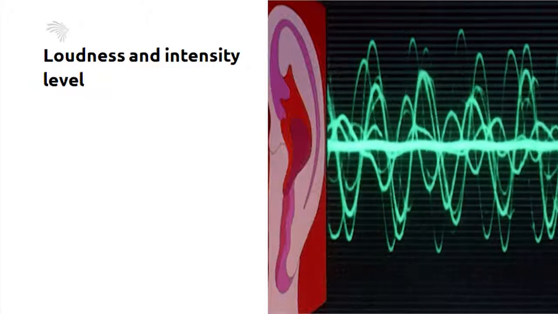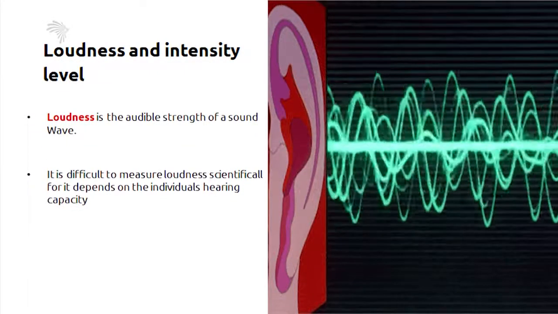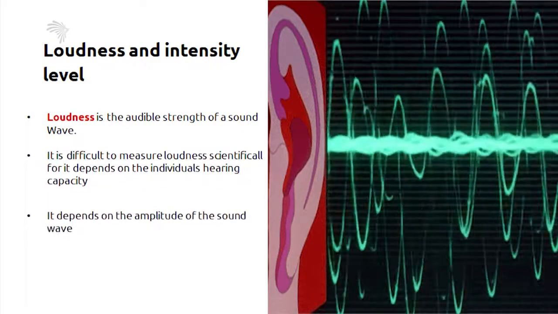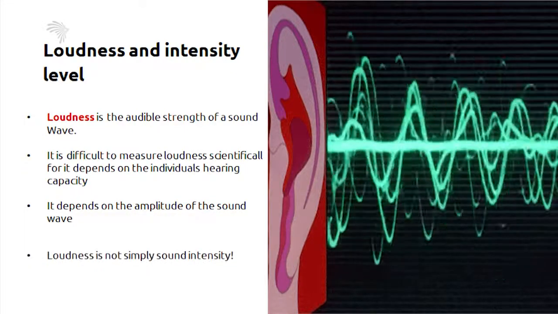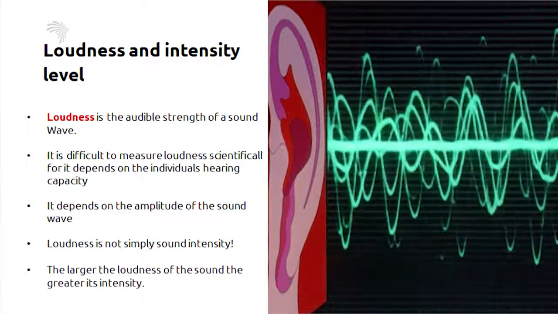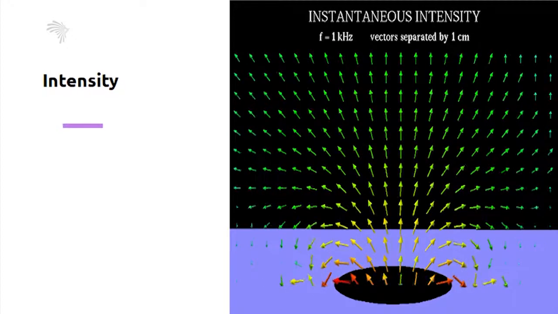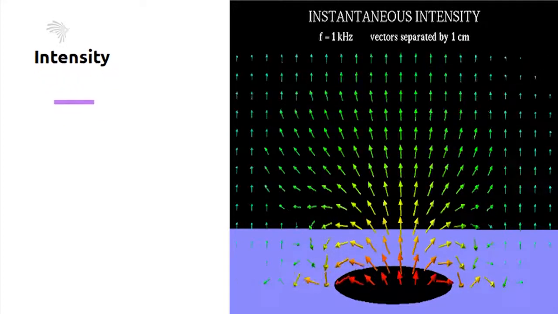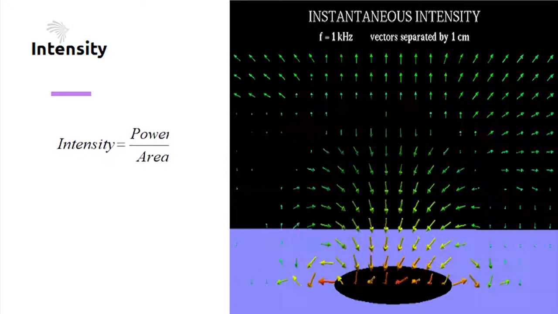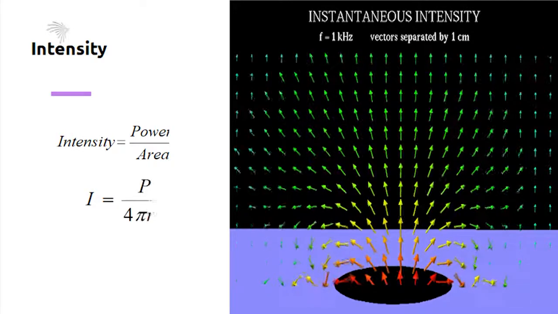Loudness and intensity level. Loudness is the audible strength of a sound wave. It is difficult to measure loudness scientifically, for it depends on the individual's hearing capacity, but it depends on the amplitude of the sound wave. Loudness is not simply sound intensity, but they are related. The larger the loudness of the sound, the greater its intensity. Intensity, on the other hand, can be defined as the rate at which energy flows through a given area per unit time. Mathematically, intensity is equal to power over area. If we take the area of a sphere, then the intensity from a sound wave can be given as P divided by 4πr².